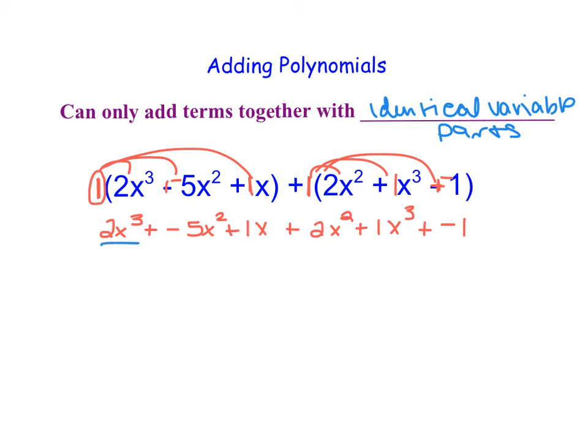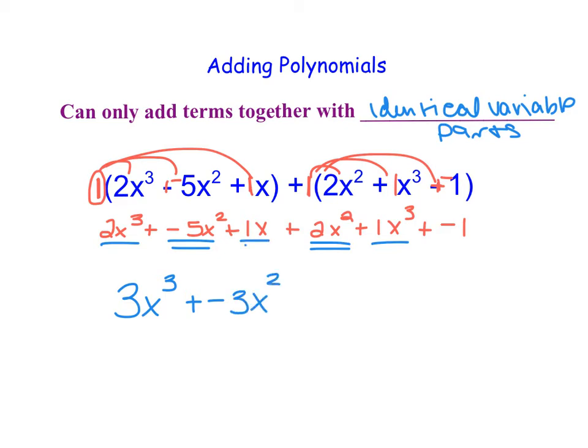What I notice here is that cubed is our highest degree. If I look through all of my terms, there are two terms that contain the x cubed. Because those are identical variable parts, they can be combined together by simply adding their coefficients to be 3x cubed. 2 plus 1 is 3. Then I move on, and I notice that there are a number of x squareds. I have a negative 5x squared plus a 2x squared, and negative 5 plus 2 gives me a negative 3x squared.